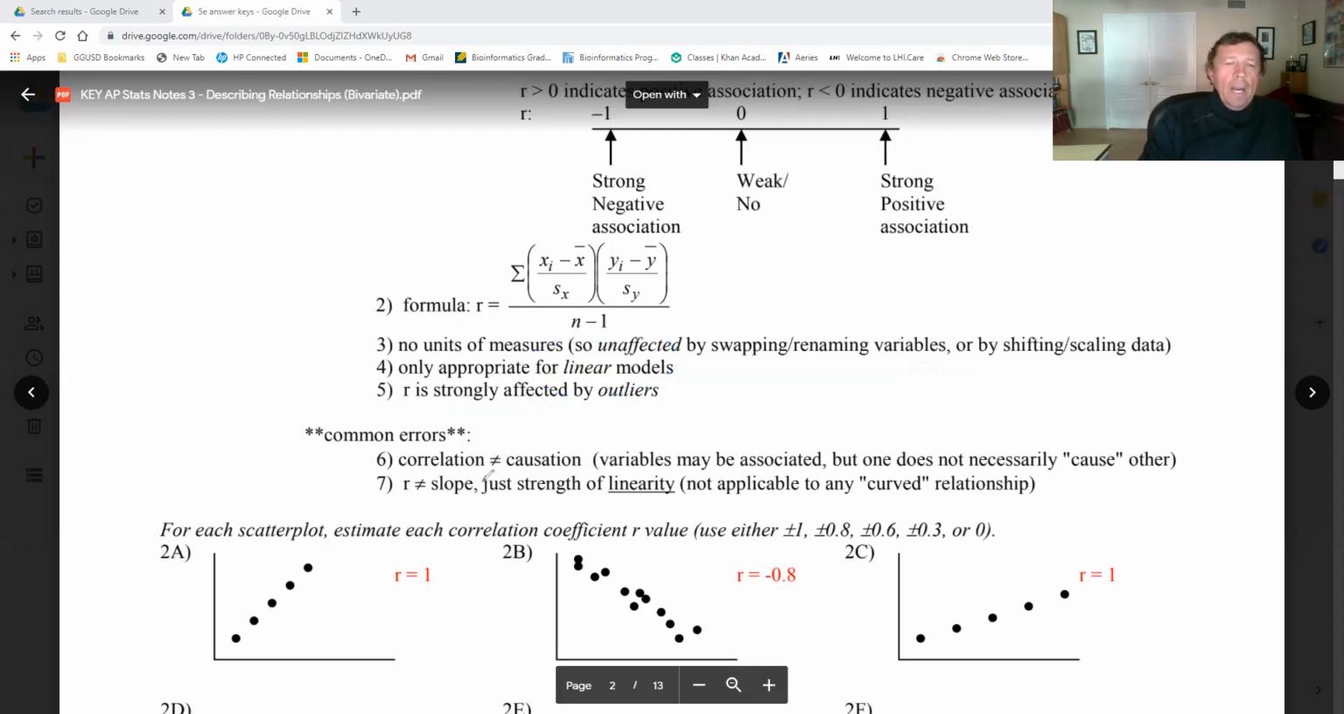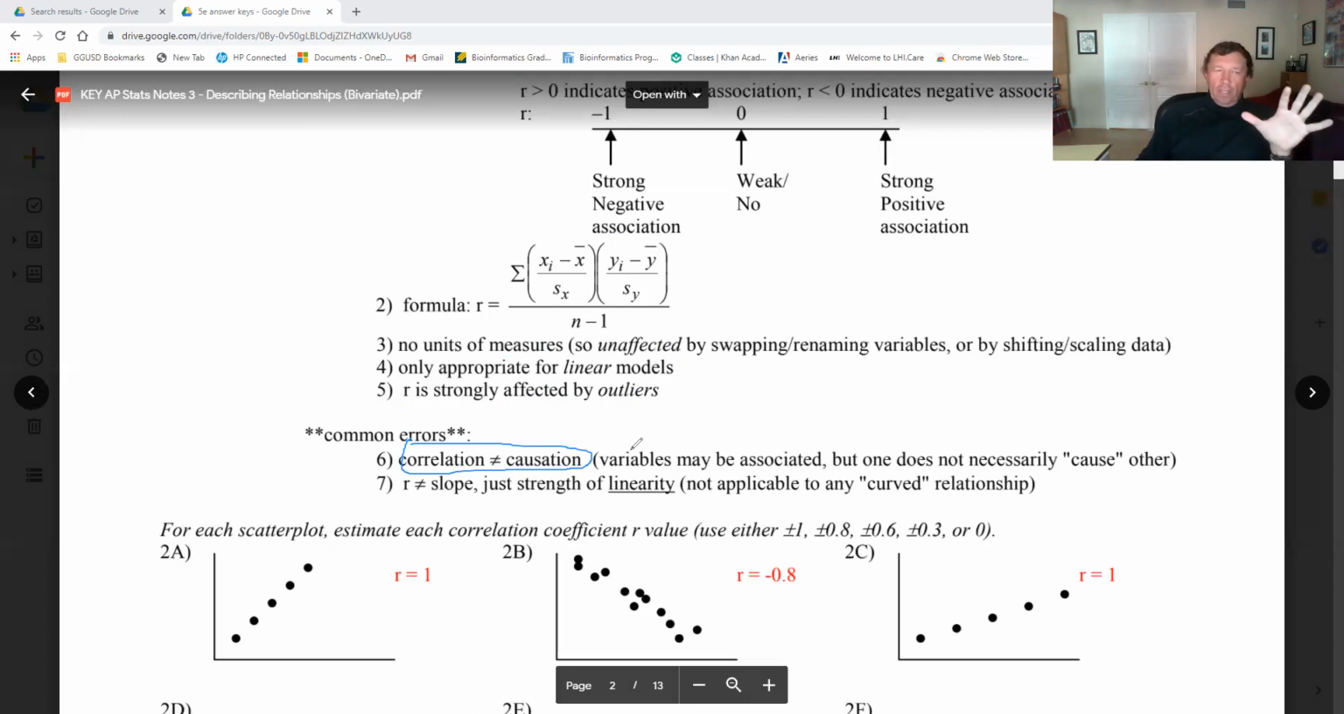All right, common errors here. Correlation is not necessarily causation. It could be causation, but it could be coincidence. It could be something else is driving both variables. Let me give you an example of this. Smoking and lung cancer. The more you smoke, the more likely you are to have cancer. That's probably cause, and it's been proven over the years by the Food and Drug Administration with their experiments.